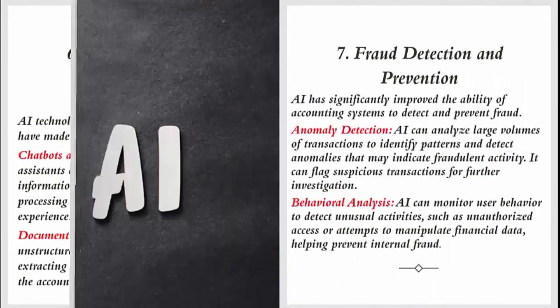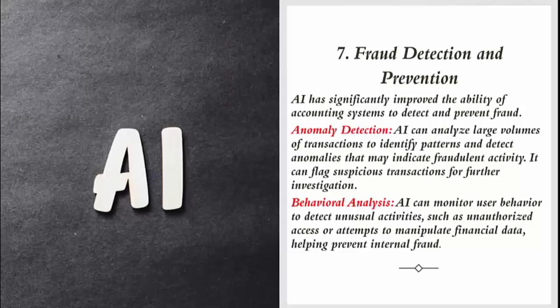7. Fraud detection and prevention. AI has significantly improved the ability of accounting systems to detect and prevent fraud. AI can analyze large volumes of transactions to identify patterns and detect anomalies that may indicate fraudulent activity. It can flag suspicious transactions for further investigation. Behavioral analysis. AI can monitor user behavior to detect unusual activities such as unauthorized access or attempts to manipulate financial data, helping prevent internal fraud.